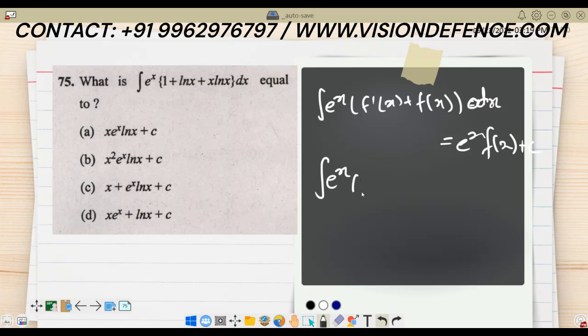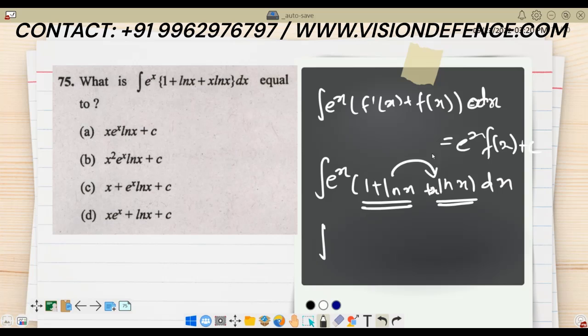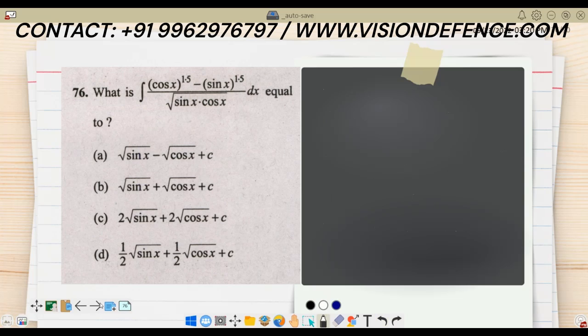So we have the integral of e power x into 1 plus ln of x plus x into log x dx, right? See, this is x log x, and this is the derivative of x log x. Of course, we have solved it in the previous slide. So this is of the form f dash of x plus f of x. So the answer to this is e power x into ln of x plus c. Option A is our answer.